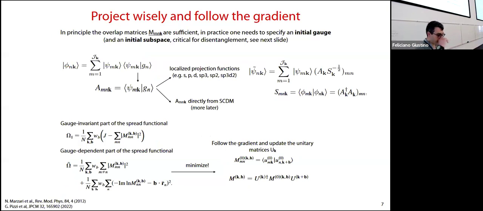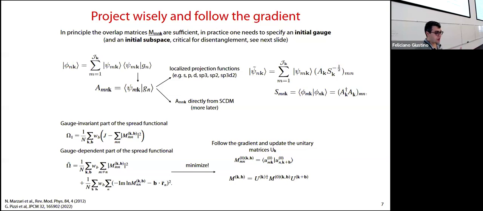In practice, and this has again been discussed by Nicola yesterday, just to refresh the concept, this amounts to projecting your Bloch states onto some localized orbitals, could be s, p, d, or sp3 hybrid orbitals. This is essentially a way to find an initial gauge and also an initial subspace in case of disentanglement. We'll see that in the next slide. Once you do this, you start the iterative minimization of the spread function. You follow the gradient until you get to the smallest value of this Omega spread function.